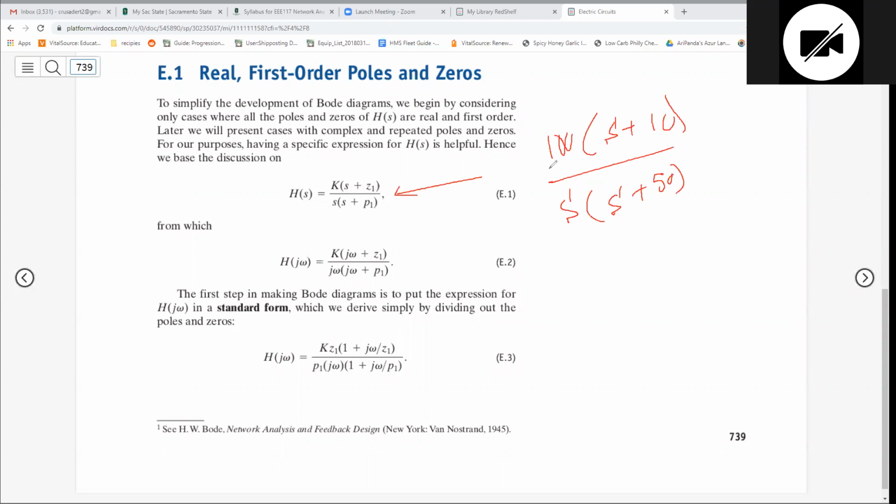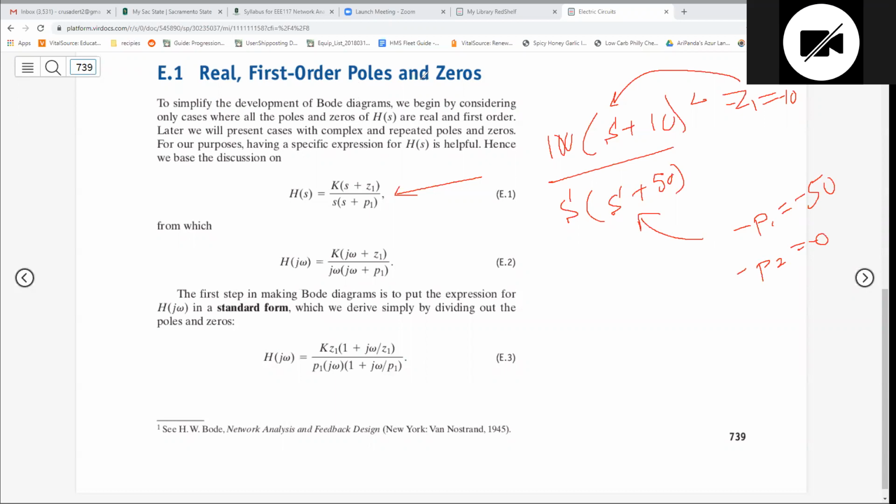And so the idea here is we have a 0 at 10. So meaning if we put the negative 10 in here, we're going to cancel out, right? Same thing for the pole. We've got a negative P1 at negative 50 and a P2 at 0. And if you really want to put a negative like that, sure, okay, right?